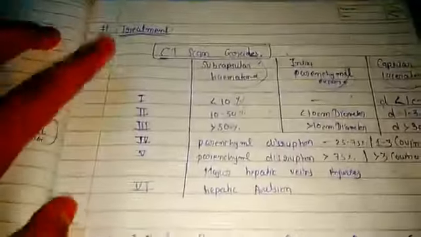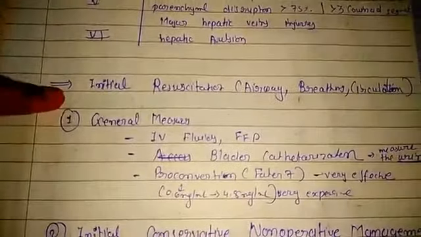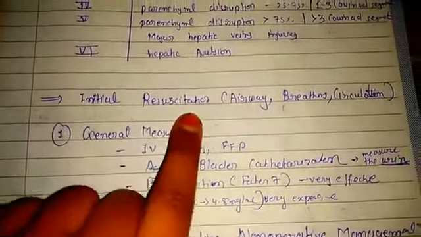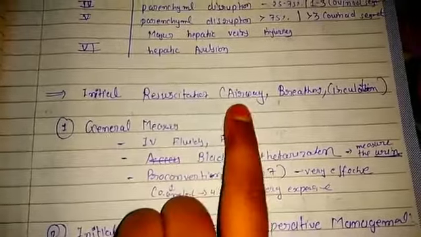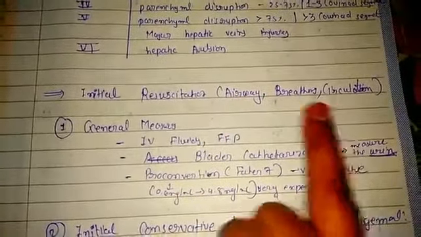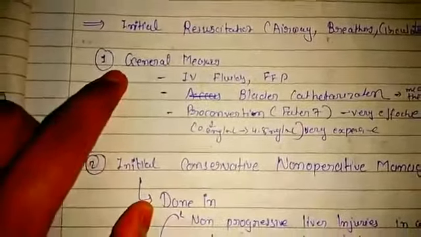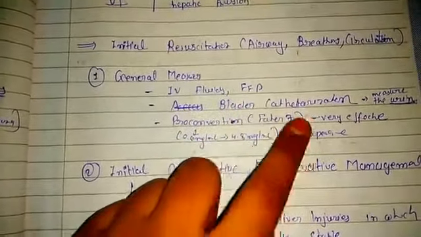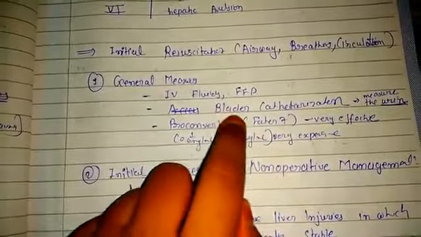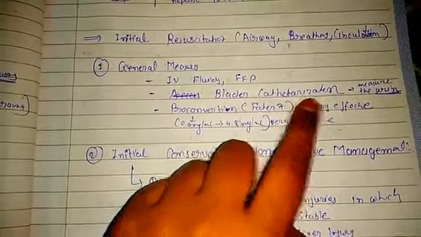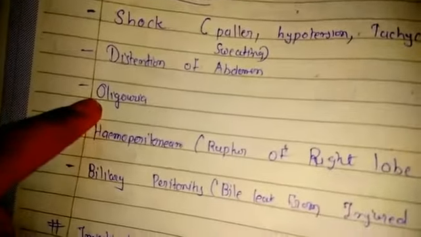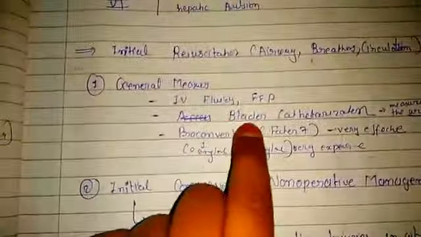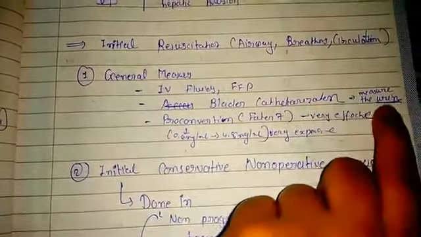In the treatment part, the first step is initial resuscitation. In resuscitation, we check airway, breathing and circulation first. Then for the general measures, IV fluids and fresh frozen plasma can be given. Then bladder catheterization is done, because we know that in the clinical features there is oliguria. So the bladder catheterization is there to measure the amount of urine.